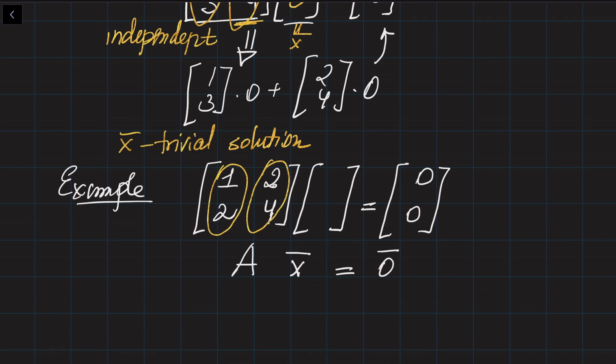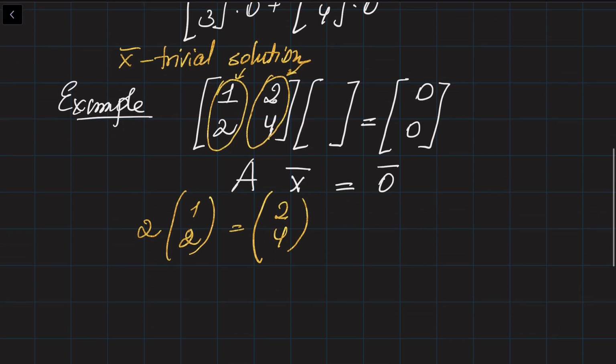Because you can obtain the second column here by just multiplying the first column by 2. So essentially, if you multiply 1 and 2 by 2, you're going to get 2 and 4, which is going to be the second column, right? So essentially, they are dependent. And is it possible to get the 0, 0 from this equation?